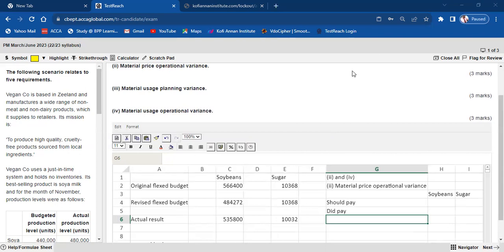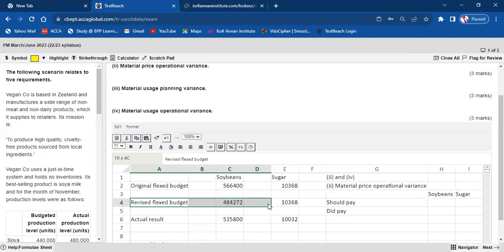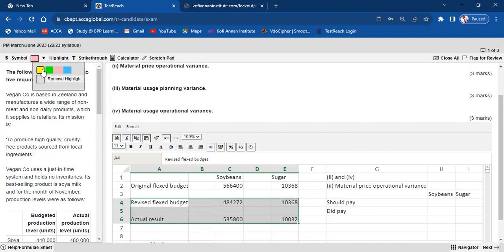Operational, here we have operational variances. Revised is the budget. Actual is the actual. Oh, this highlighting didn't highlight for me. Interesting. I think it only highlights in the question page. So let me rather bold it first so that I can focus.